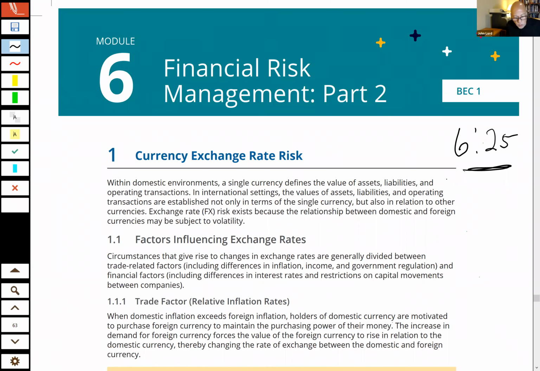And let's just go ahead and take a look here at part 2, module 6. We're going to start getting into currency exchange rate risk. I guess this stuff can be a little bit interesting. At the same time, it reminds me why I became an accountant and not a person that's involved in international business transactions. Because basically we're talking about how exchange rates exist and that there are different factors that affect the relationship between domestic and foreign currencies and the volatility there.